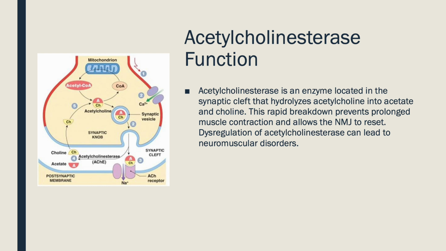So, acetylcholinesterase breaks down acetylcholine into acetate and choline, terminating its action. This occurs at the synaptic cleft. Acetylcholinesterase prevents continuous muscle contraction and allows for the neuromuscular junction to reset. And any dysregulation of acetylcholinesterase can lead to neuromuscular disorders and continuous muscle stimulation.